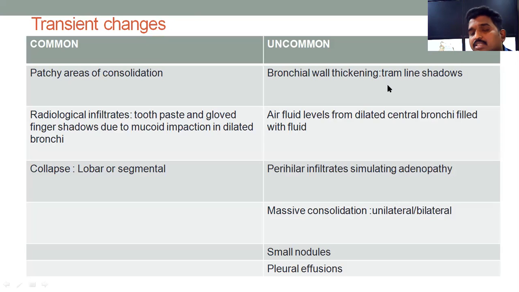Bronchial wall thickening, which can present as a tramline appearance. Normally, you could not see any bronchi in the X-ray, because the wall is very thin and could not be picked up in the X-ray. If the wall is thickened, you could see a white line that appears as a tram line along with the air inside. And air fluid levels when the dilated bronchi are seen.